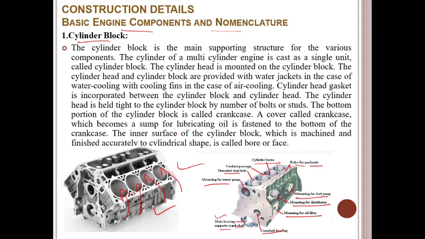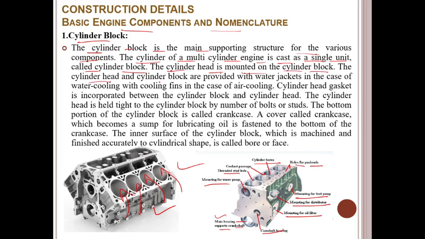So let's discuss what a cylinder block is and how it works, guys. The cylinder block is the main supporting structure for the various components. The cylinders of a multi-cylinder engine are cast as a single unit called the cylinder block, guys. The cylinder head is mounted on the cylinder block.